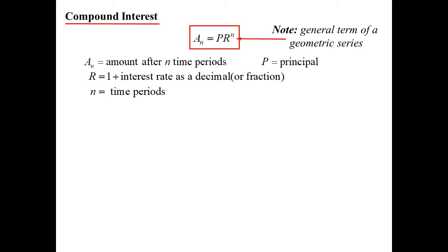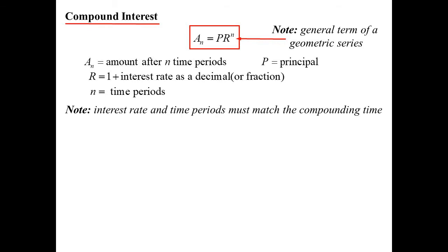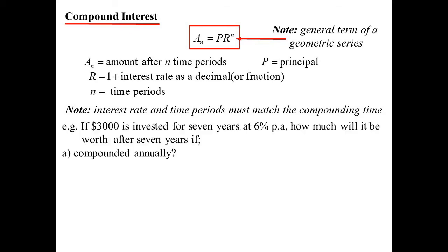Amount N, so after N time periods, what's it worth? So this is the initial investment and interest rate applied to it as well. P is the principal, that initial amount. R, the interest rate this time, is 1 plus the interest rate, again as a decimal or a fraction. N is our time periods. Now, the important thing with compound interest is we must make sure the interest rate and the time periods are using the same units. So you go with whatever the compounding is. Compounding annually, per annum. Compounding every 6 months, then you want to know the interest rate per 6 months, and so on.